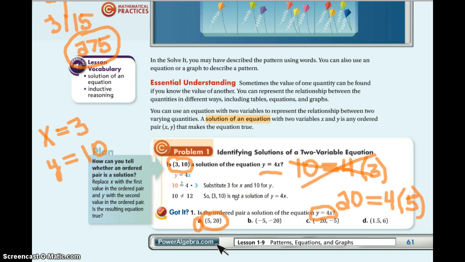And now we can test the next one. So negative 5 and negative 20. Is negative 5, negative 20 a solution? Well, when I plug those in, do a little bit of mental math here. Negative 20 is equal to 4 times negative 5, which is negative 20. So part B is also a solution. And then we can test part C and we can test part D just to see if it's a solution or not.